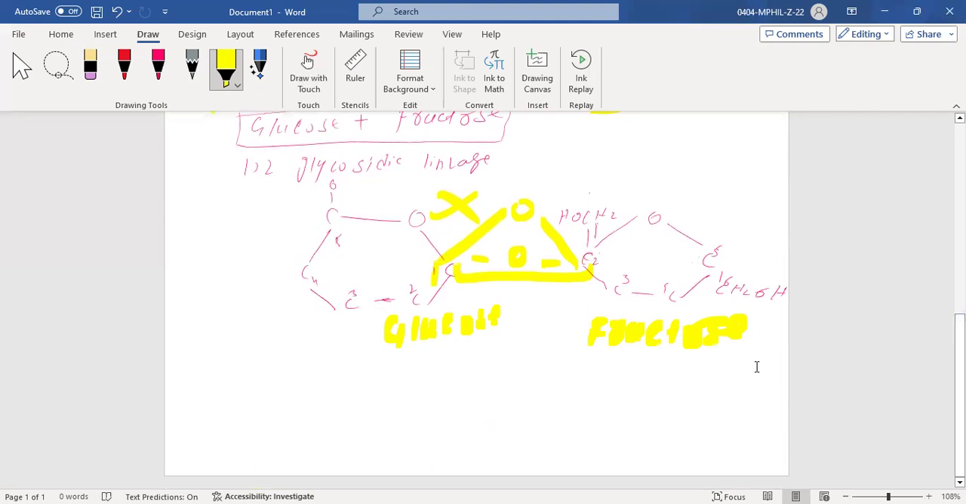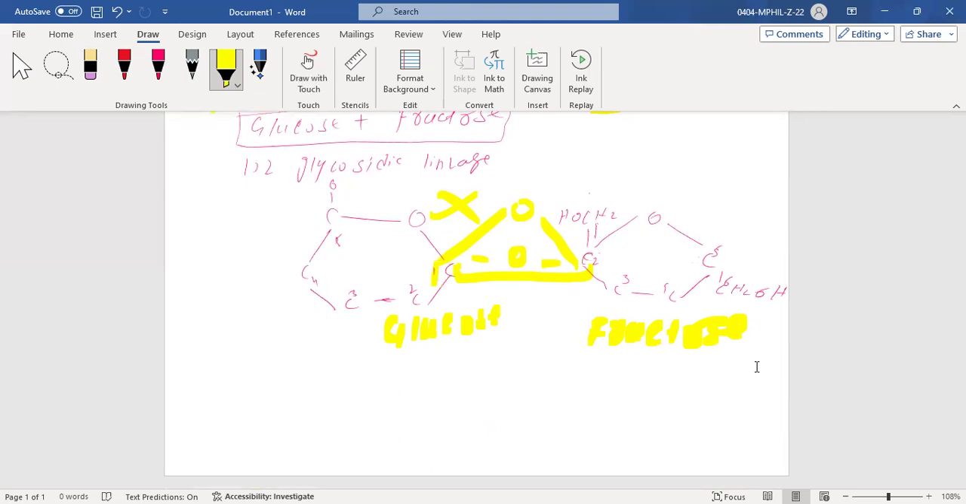1 6. Yes, 1 6 is there, but that is in case of polysaccharides. We will discuss this topic as well. For example, you would have in case of glycogen, it is also present. That is, there you will have 1 4 glycosidic bond as well as 1 6, right?